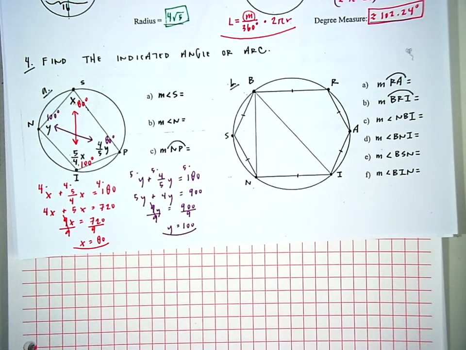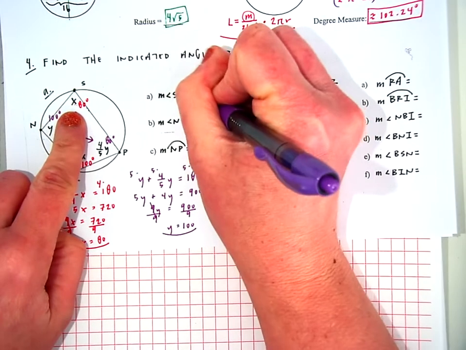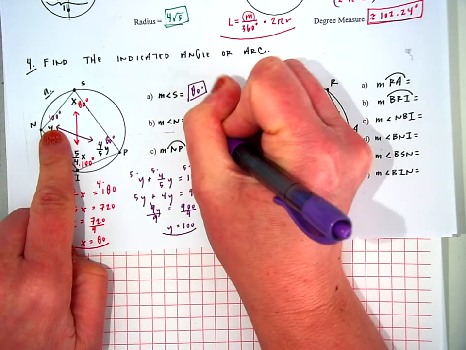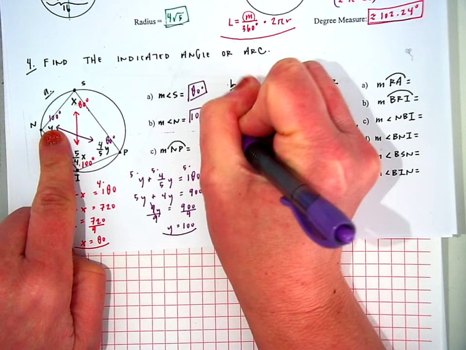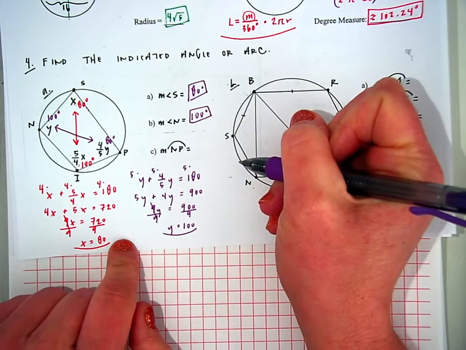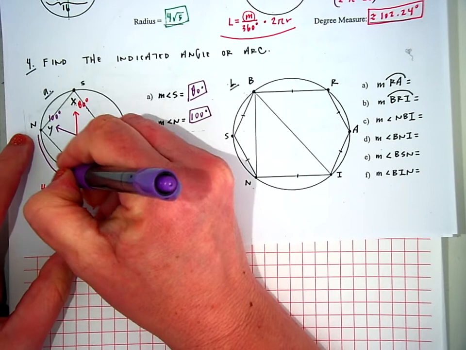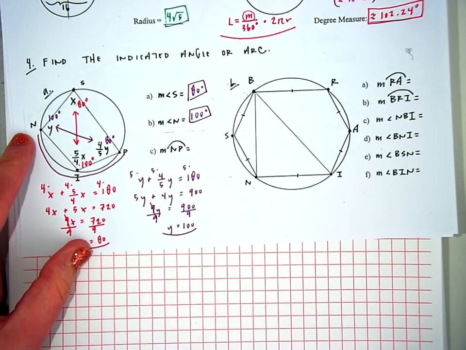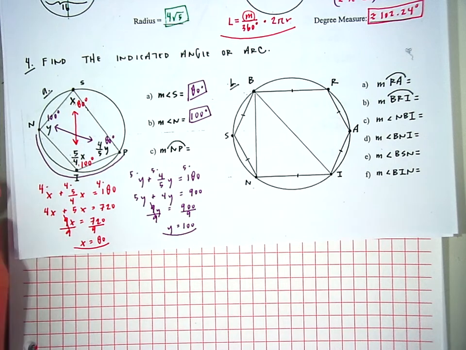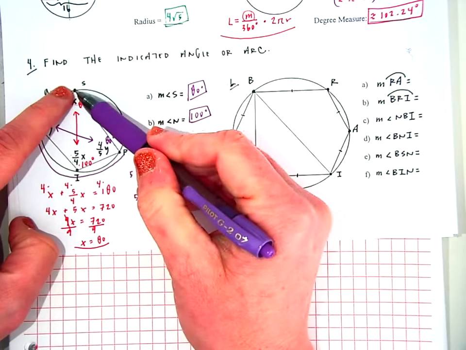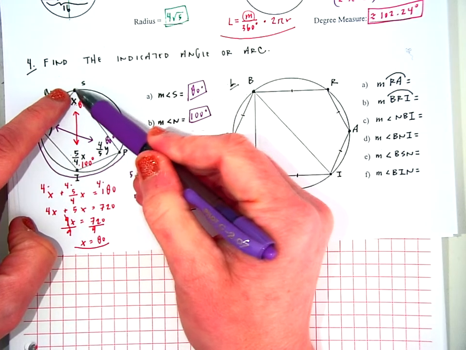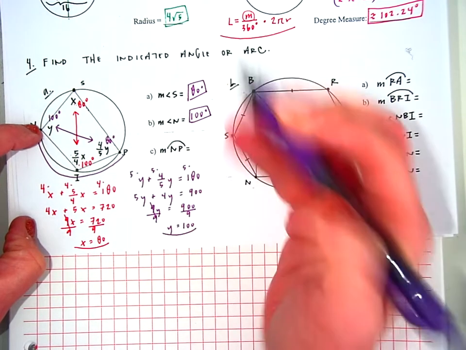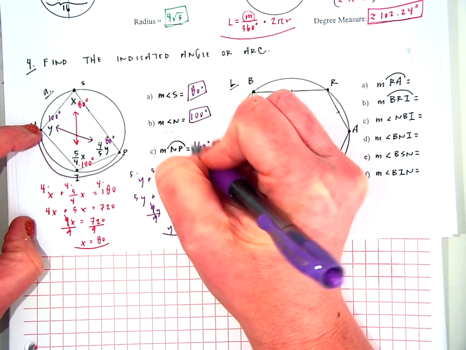So the measure of S, so right here where S is, there is 80 degrees. The measure of N right here is 100 degrees. And the measure of arc NP, so from here to here, right? So that's calling it a minor arc. It has to be less than 180 degrees. So I can see that right here, that inscribed angle, vertex is on the circle, is 80. So as I go out to the intercepted arc, I have to double that 80 and get to 160.